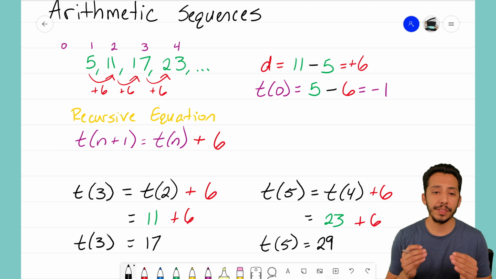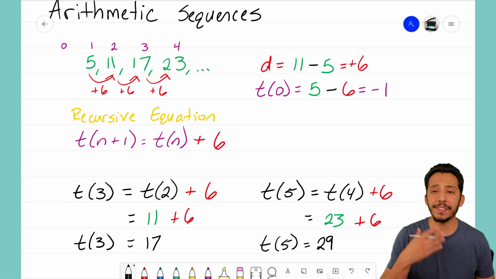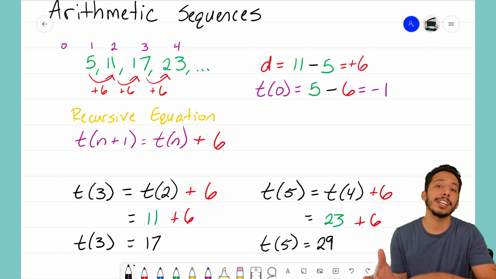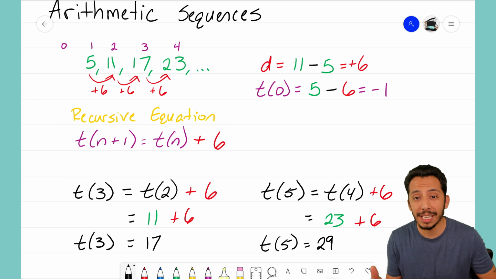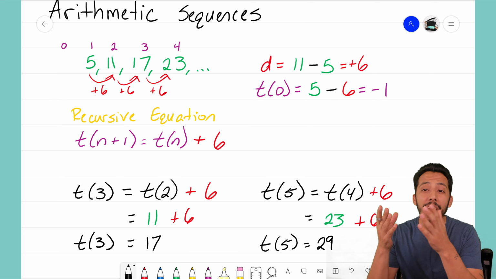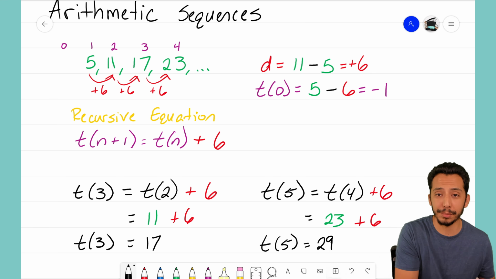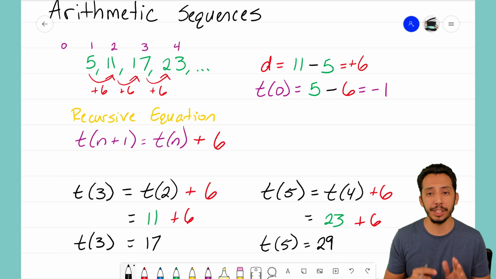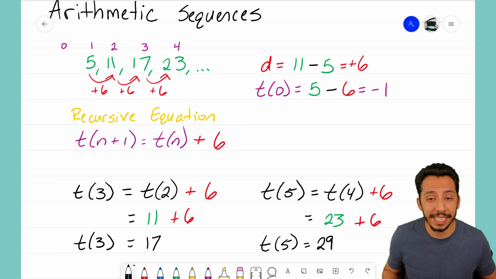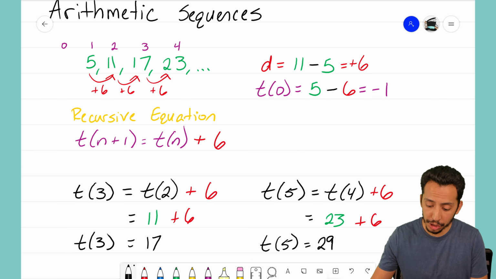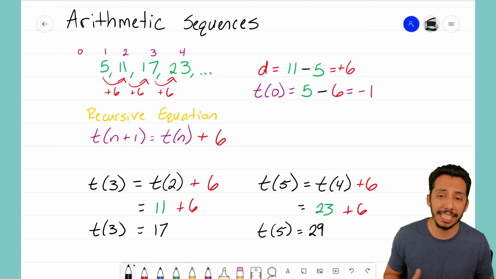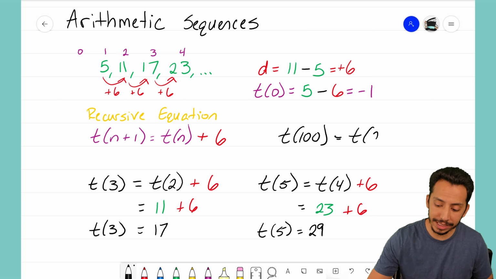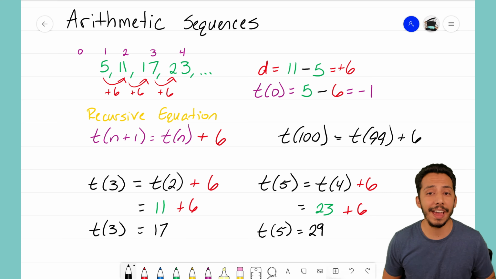Now I hope you're understanding that the main benefit of the recursive equation is you can find the next term, but you have to know the term before it. If I'm trying to find the fifth term, I have to know the fourth term. If I'm trying to find the 10th term, I have to know the 9th term. If I'm trying to find the 100th term, I have to know the 99th term. For recursive equations, you always have to know the term before the one you're trying to find. So there are some limitations to this. Using this formula, I won't be able to find t of 100. I would have to know what t of 99 is to add 6 to that value.